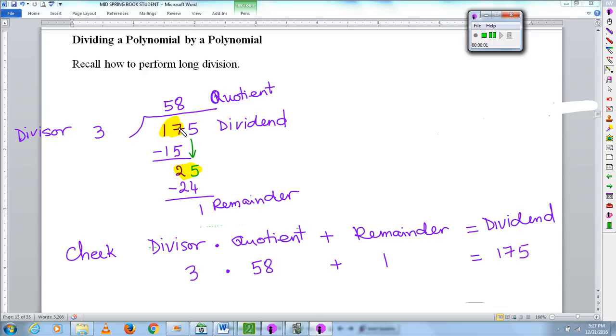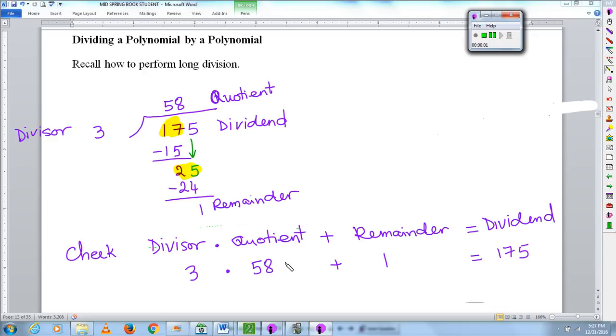Since 3 times 5 is 15, 15 will be the closest to the 17. So I'm going to put the 5 in our quotient. 3 times 5 is 15, and we subtract: 17 minus 15 gives us 2. Then we drop the next number down, which is the 5, so we have 25. Next in our quotient, 3 times 8 is 24, and again we subtract: 25 minus 24 gives us 1, so that will be the remainder.